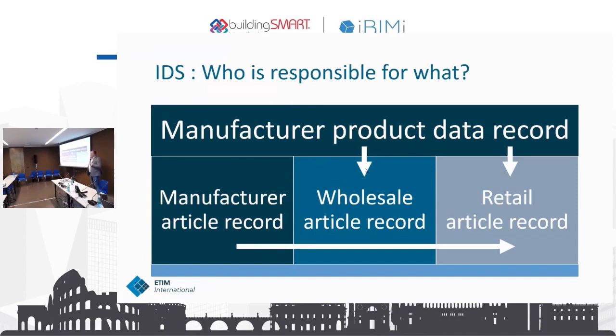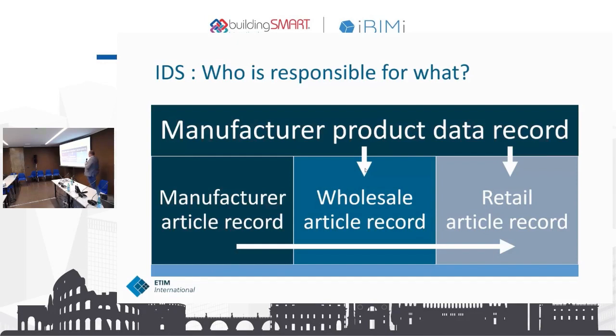Exchanging data. As I said, we're not in the exchanging data business. We provide the structure, but we are dependent on it being exchanged. And as I said before, who's responsible for what? If you're talking about information delivery specifications, our vision is technical product data has to come from the manufacturer.